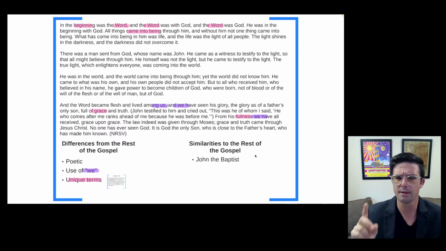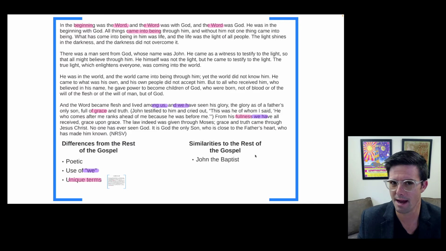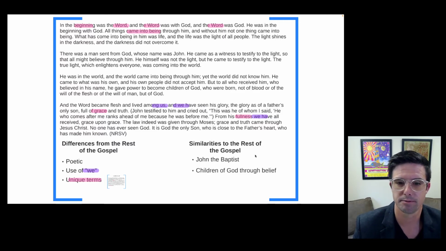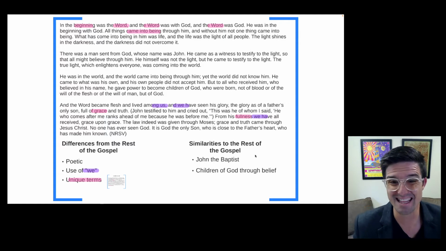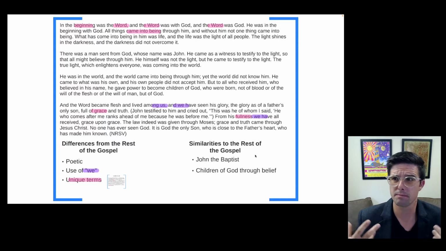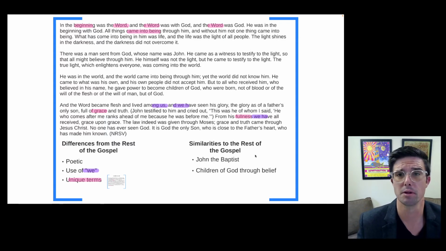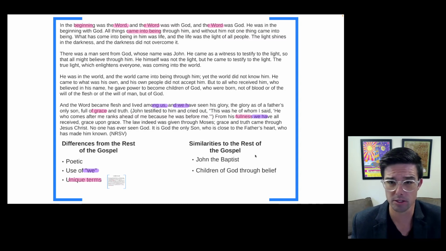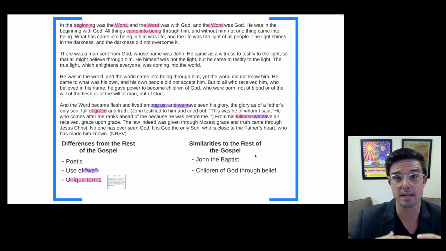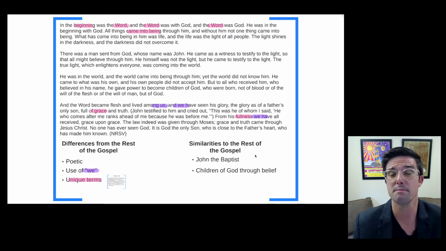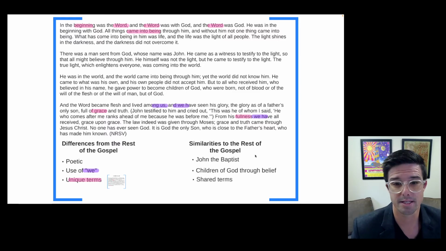But we have this similarity between the prominence of John the Baptist in the gospel proper and in the prologue itself. And the basic idea of the prologue, or one basic idea in the prologue, that people become children of God through belief. This sense that the Son comes into the world, people believe in the Son, and by doing so, that connection of entering the world, belief, and becoming children of God is going to be a theme repeated throughout the rest of the gospel.